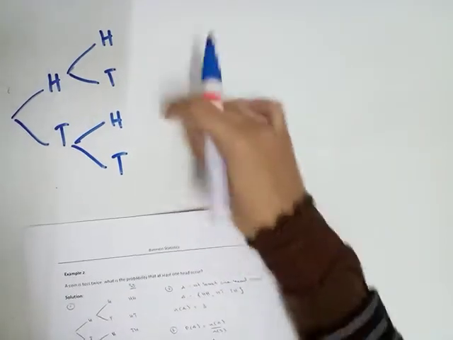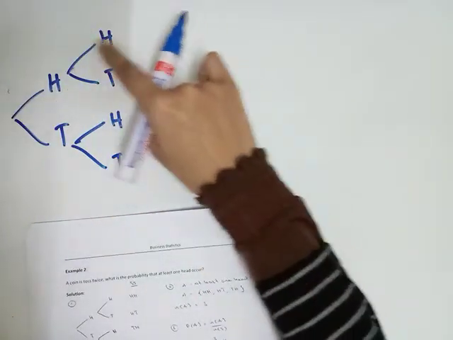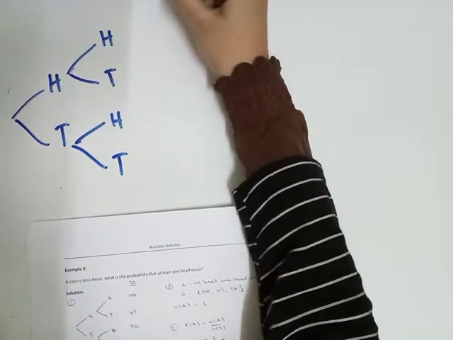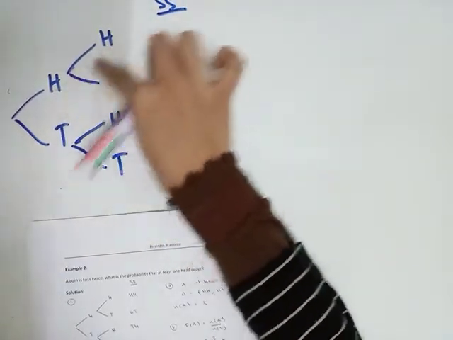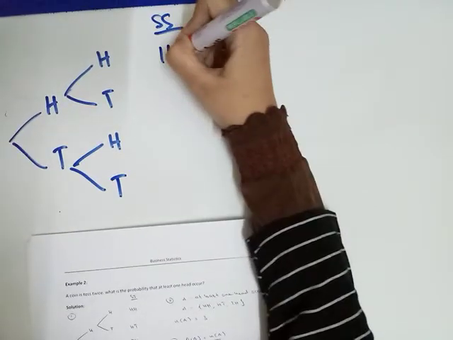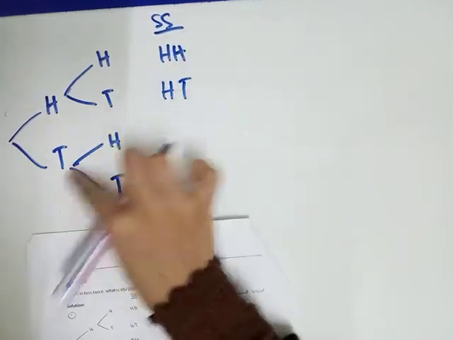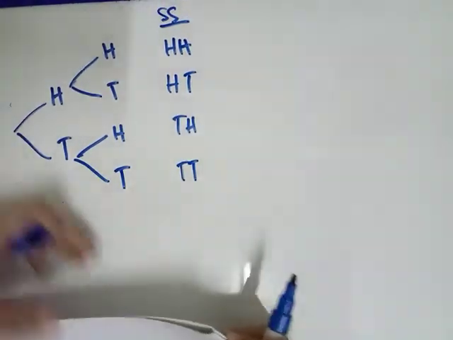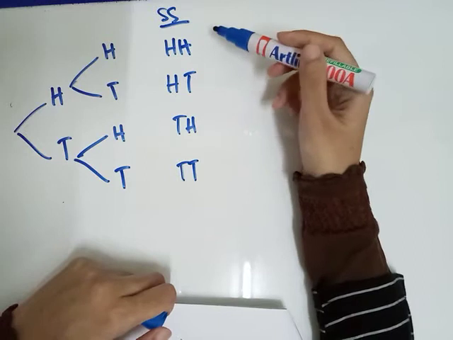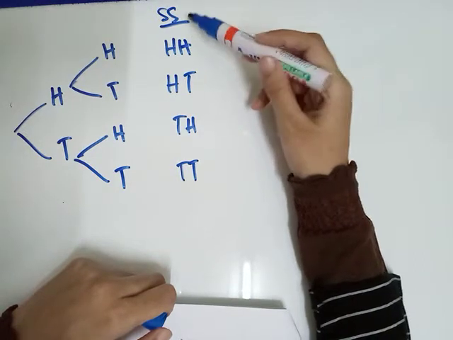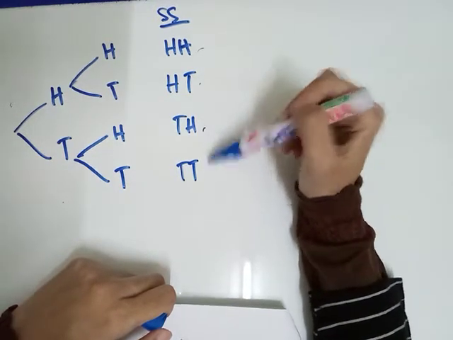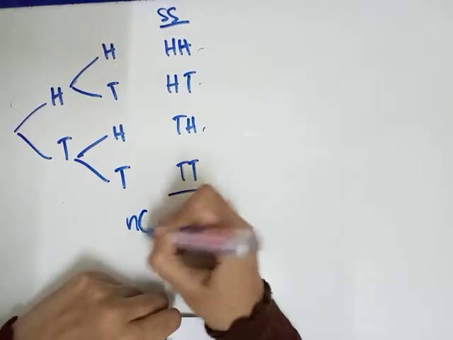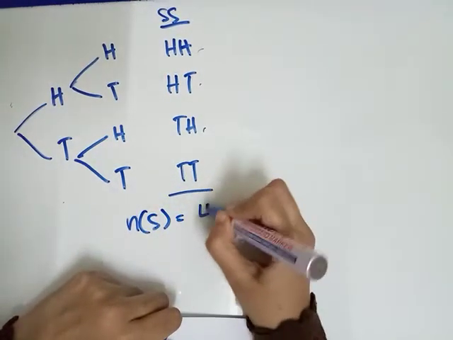And then bila dah toss twice, when a coin is tossed twice, then the sample space is hit, hit, hit, tail, tail, hit, tail, tail. And then how many elements in sample space there? 1, 2, 3, 4. So the number of element in sample space is 4.